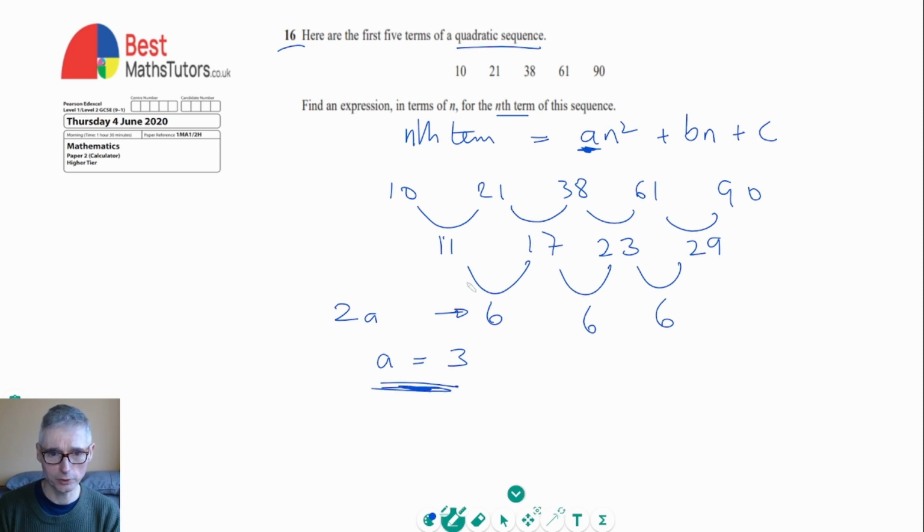The next thing we can do is, in fact, there's a little formula. So the first term in the sequence there is actually equal to a plus b plus c. So that's something we can remember there, that the first term in the quadratic sequence is actually just equal to the coefficients added together. And there's another nice little trick.